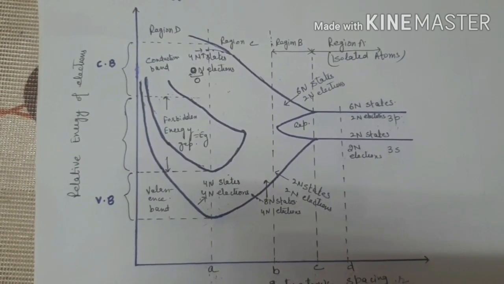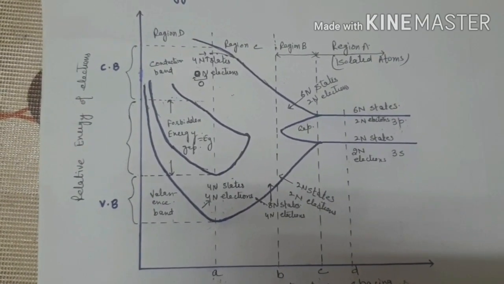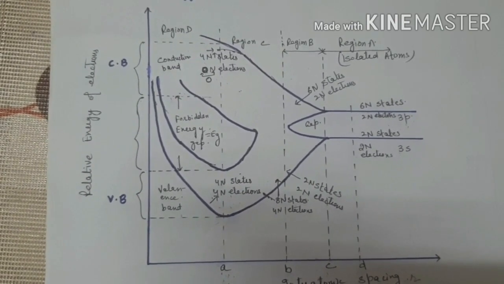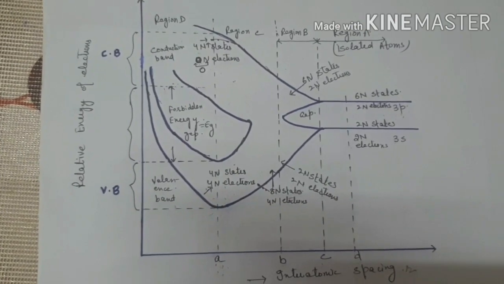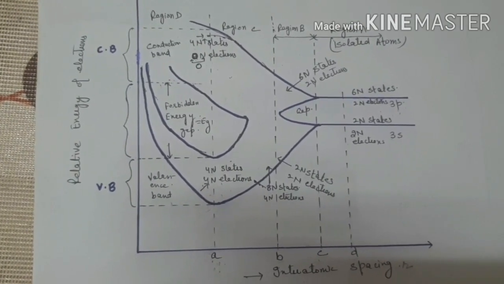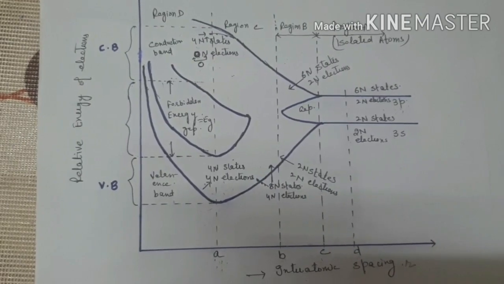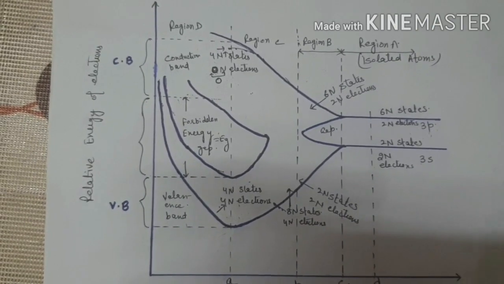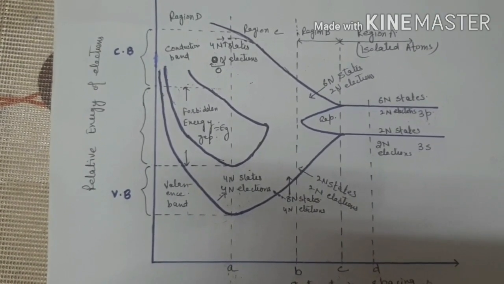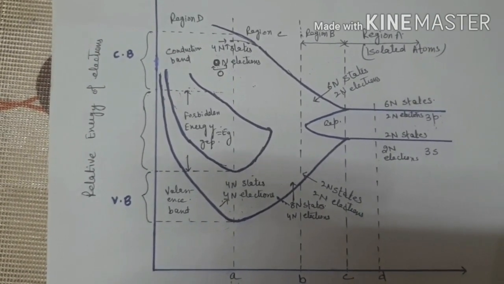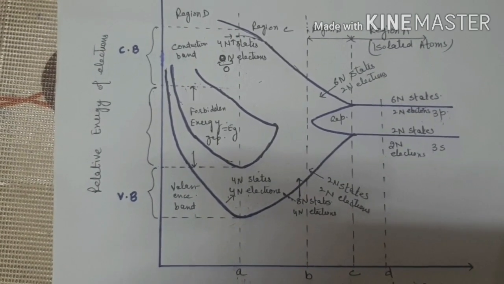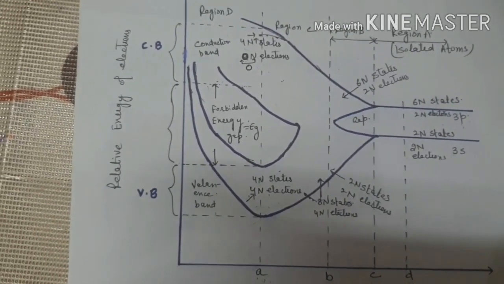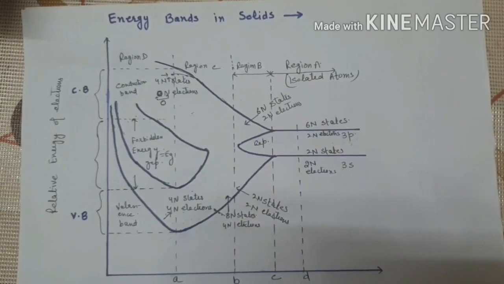So to understand this modification of energy levels, we consider a single crystal of silicon. So suppose silicon has n atoms. If these n atoms are brought closer from infinity to form a crystal, each atom is associated with a lattice site. Now see the diagram.